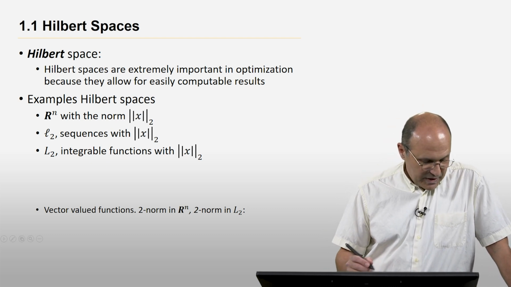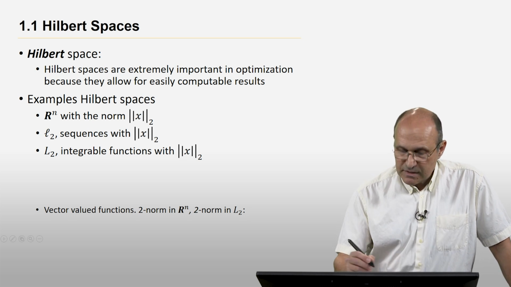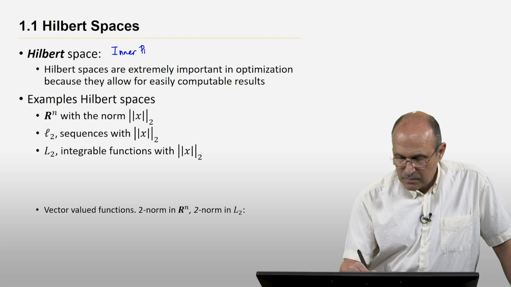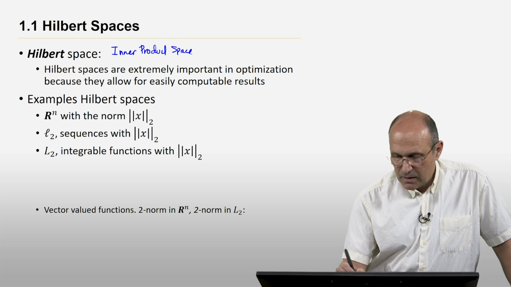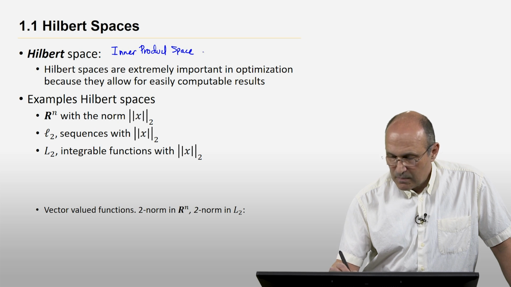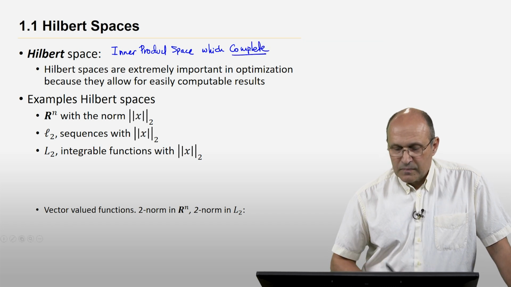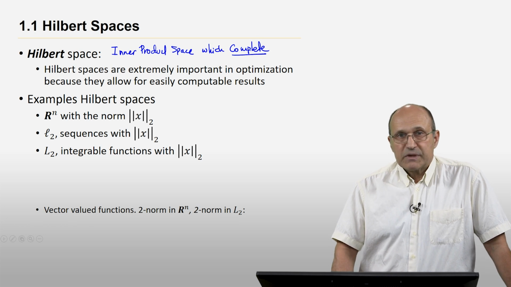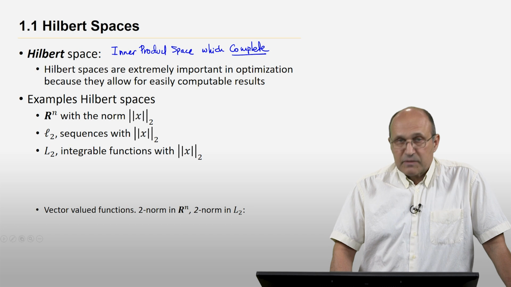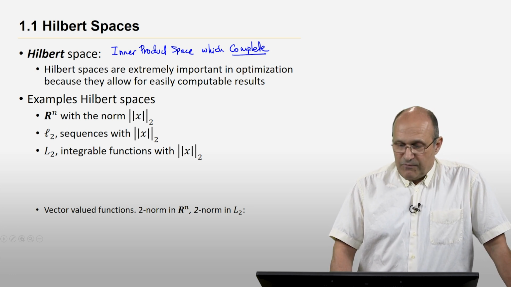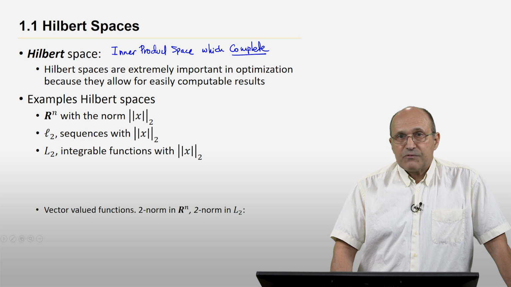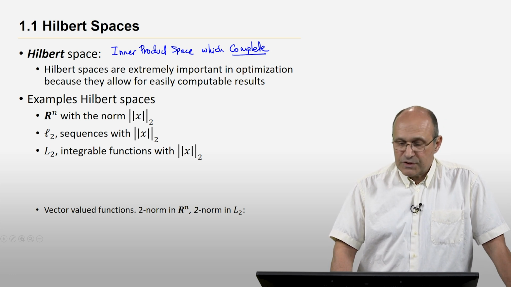Another name, a Hilbert space. So a Hilbert space is an inner product space which is complete. So it's a Banach space with an inner product if you want, and the norm that we use is the norm which is induced by the inner product. And these are spaces which are extremely important for optimization purposes for the reason that they give you structure in terms of orthogonality, and that allows for computable results, unique solutions, and so on.